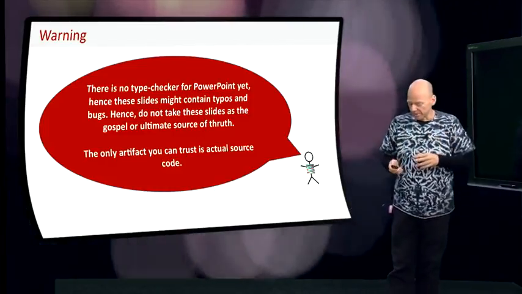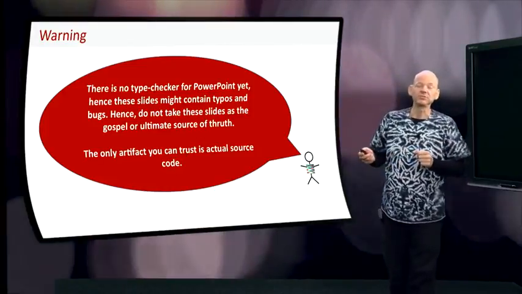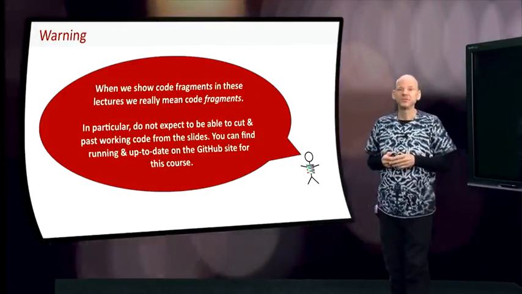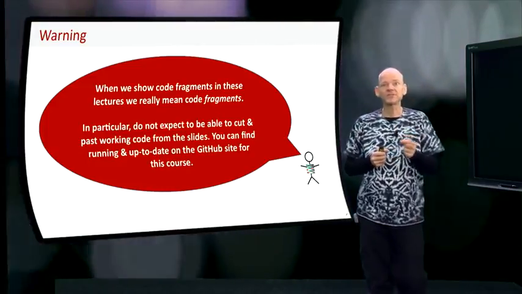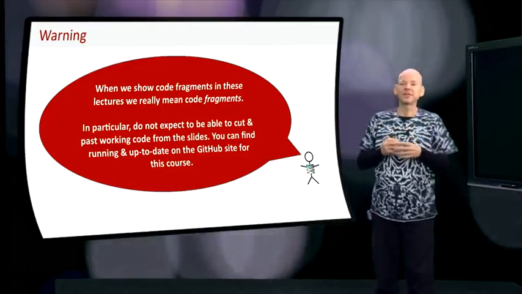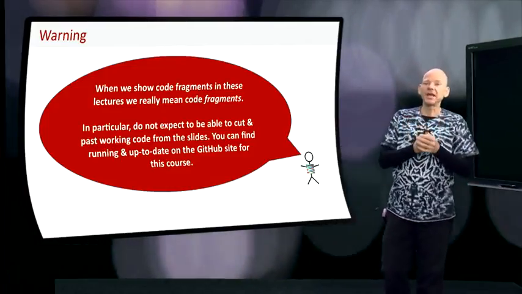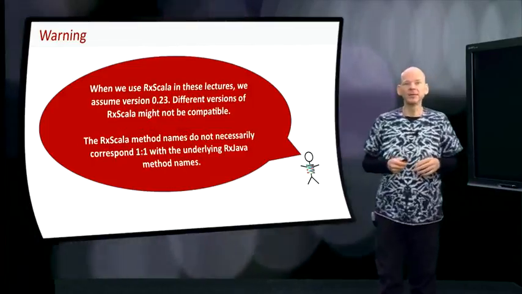All the code will be available on GitHub, and that's what you should try to use when you try to run this code. Also, when we say code fragments, we really mean code fragments. So we can leave out a lot of declarations to focus on the essence. Again, the running code is on GitHub.